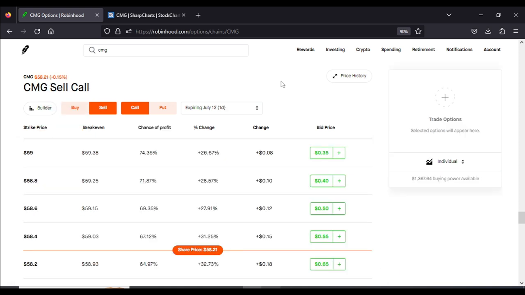So here we are on sell and call, and now we need to choose our strike date. Remember, previously we chose a strike date which was far out.